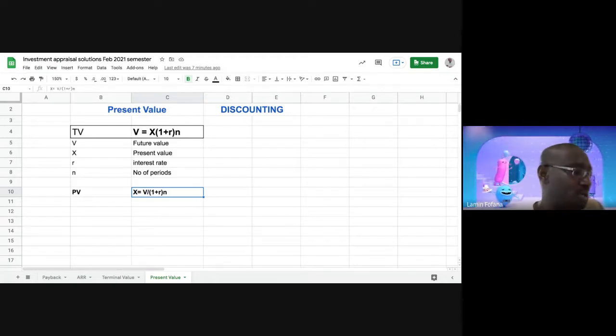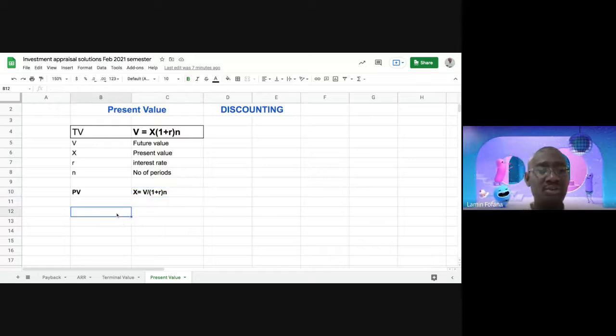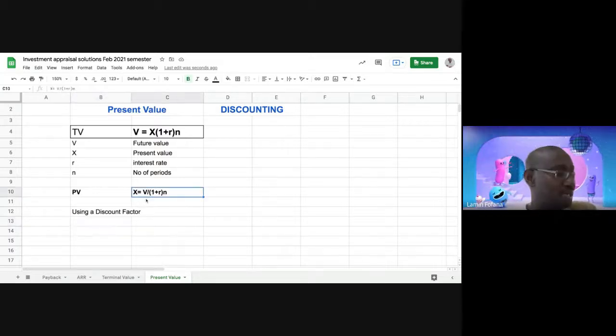Okay, so that's what we call discounting using a discount factor. So using a discount factor. Okay, so that one also, they derive this discount factor thing from this formula.